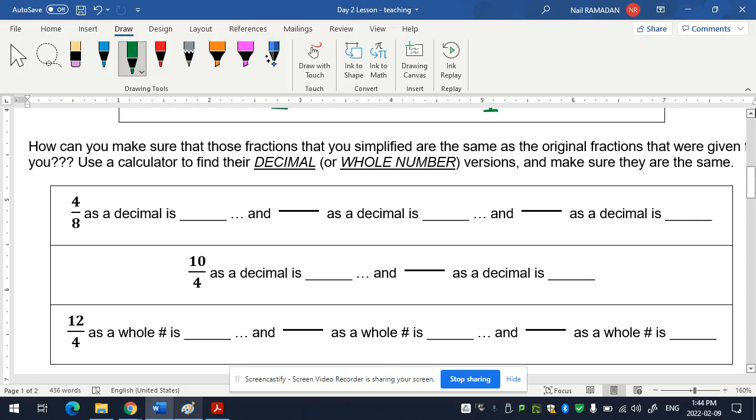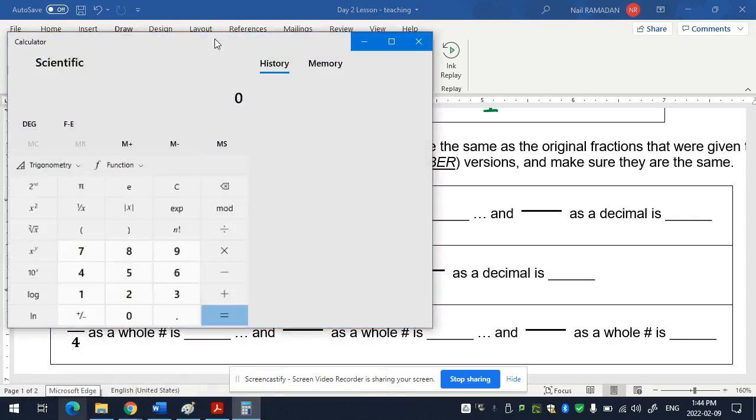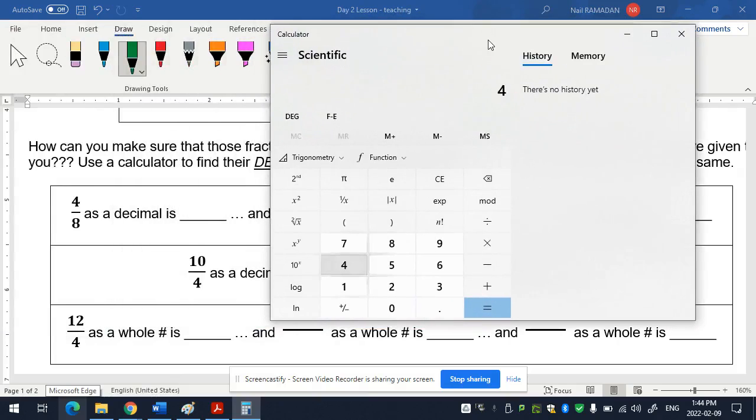So let's actually do this. 4 over 8. Well, no surprise there. All you have to do is just do this: 4 divided by 8. What's the decimal?